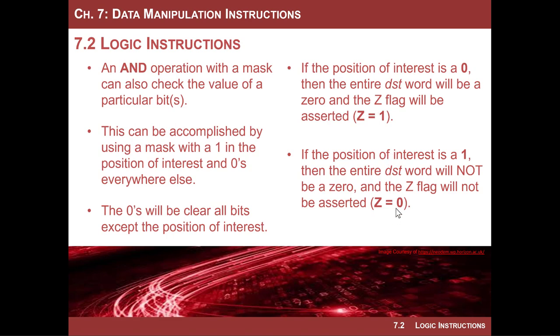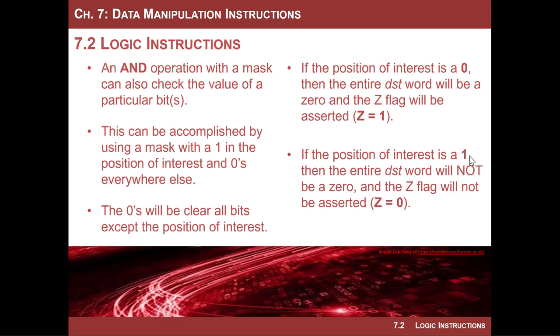Okay. So that's what's going to happen if you had Z equal to one, for example. Think about this. All the zeros in the mask will result in a zero. Okay. So you don't care about them and they are not going to impact the final destination. Okay. But then the position of interest, if it was a zero, it would be ANDed with a one from the mask and the result would be a zero. So then not only is the position of interest a zero, but the entire destination is zero and the Z flag will be asserted. And then you would know that since the Z flag was asserted, the position of interest was a zero.